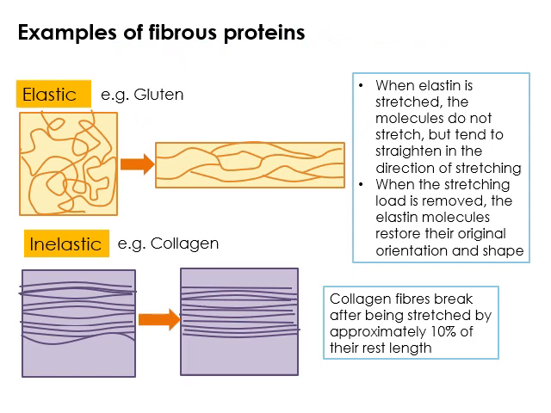For fibrous protein, there are two types. Either it's elastic, like elastin, or inelastic, such as collagen. For elastic, what happens is when you stretch this elastin, you didn't stretch the molecule, but you straighten the molecules in the direction of stretching. So when you remove the stretching load, this elastin molecule will restore to the original orientation and shape, become crumpled. For inelastic fibrous protein, they can break if you exert more than 10% of its rest length.